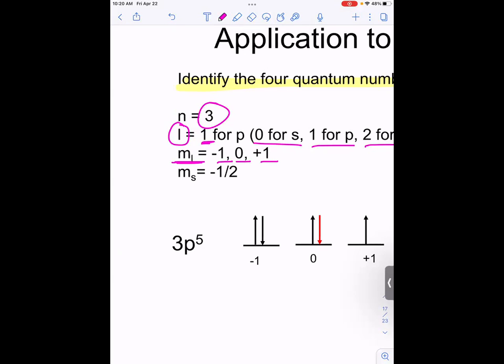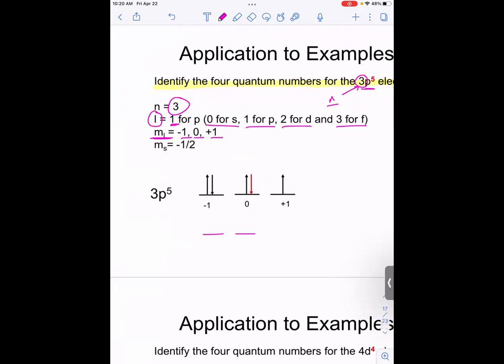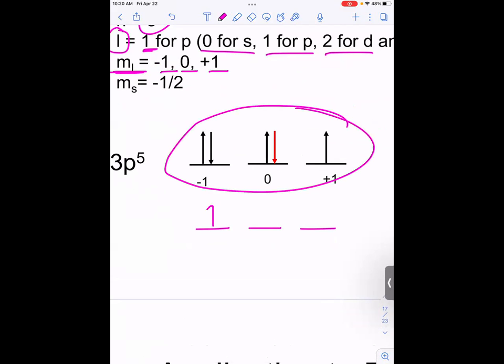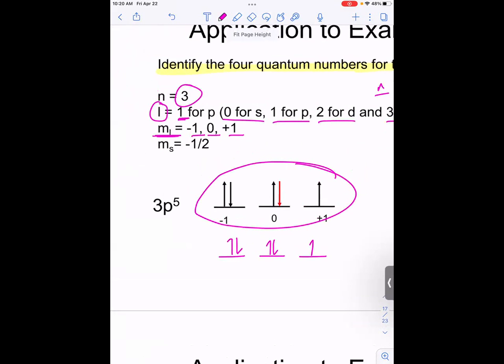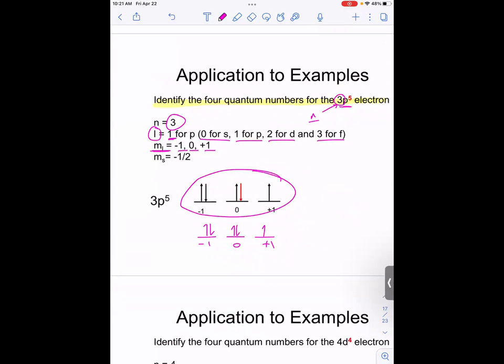Right? Now the M sub S, and let me do this. So again, we got 3p5. So we have, this is the completed one, but I want to show you how we would do this. So this is 1, 2, 3, 4, 5. So all the quantum numbers will be the same. So this is -1, that's 0, that's +1. Right?